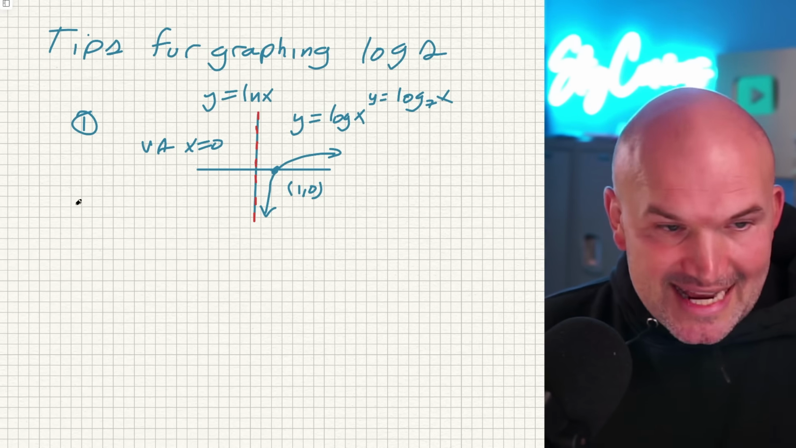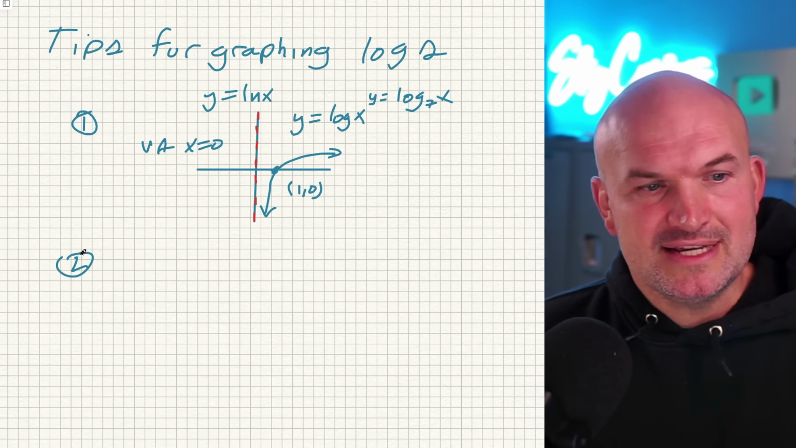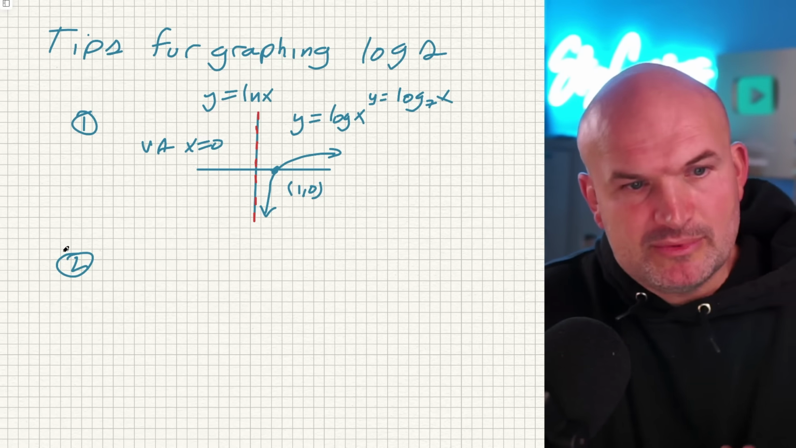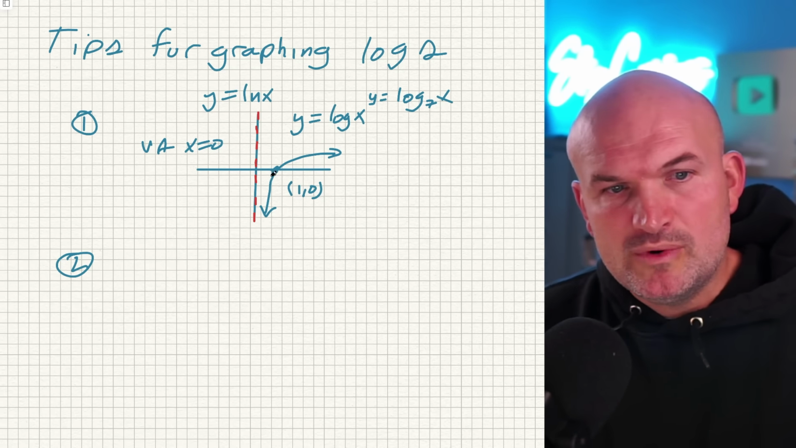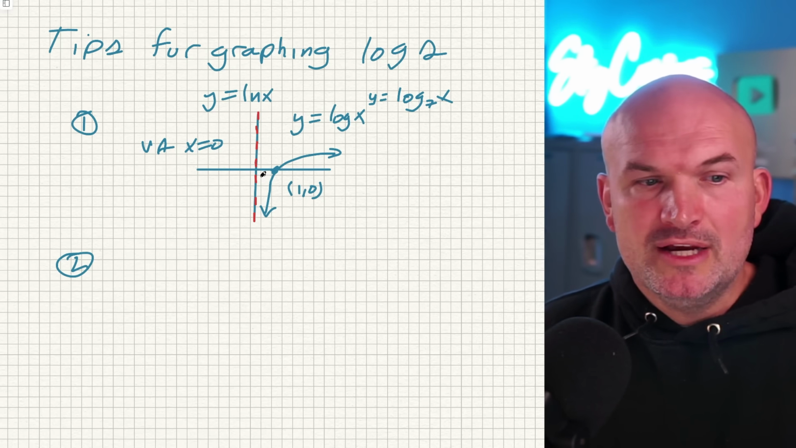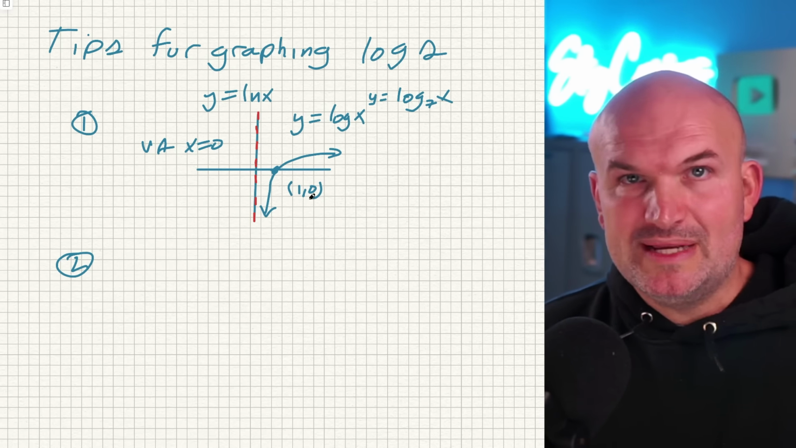Now, the reason why this stuff is so important is when students have to graph a logarithm, right? That's the purpose of this video, to graph a logarithm. Use this information. We want to use this point (1, 0) as well as our vertical asymptote to apply the transformations to whatever we get.